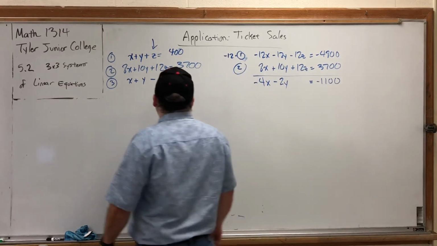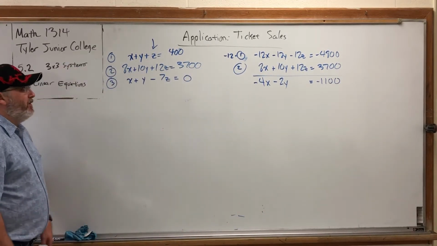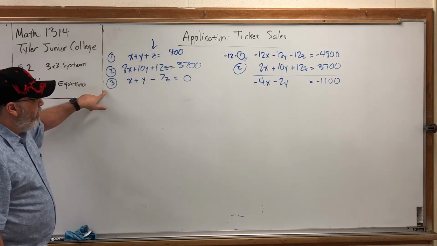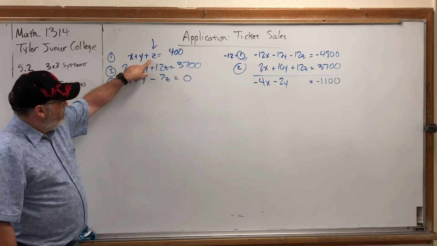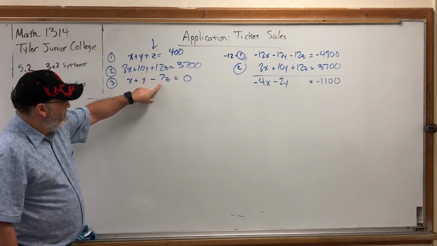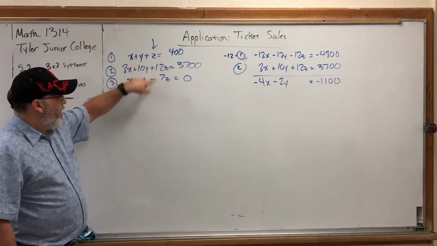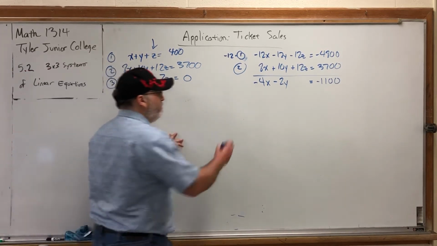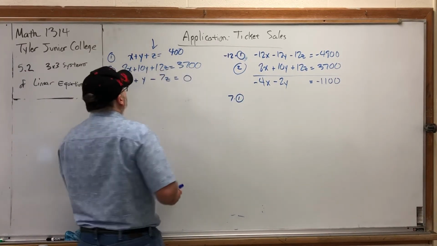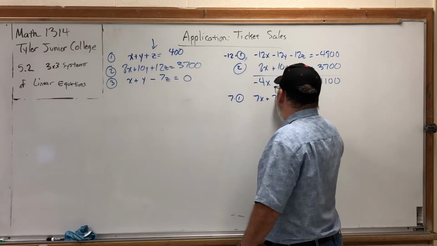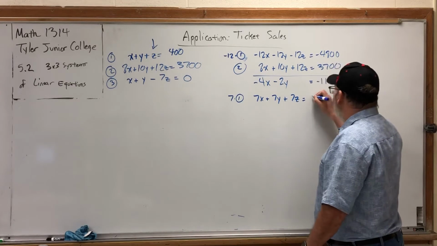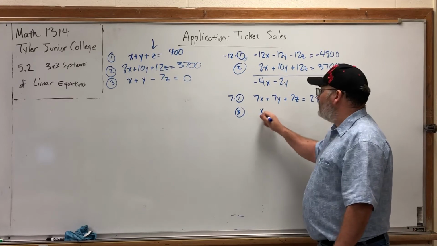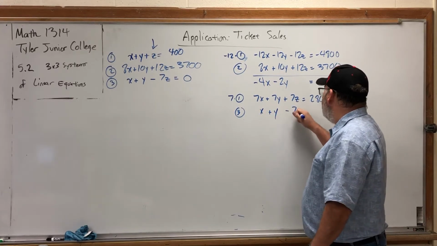But we need to get a second equation by picking a different pair but eliminating the same variable. I'm going to use equation 1 again, but let's use equation 3 as well. Z, negative 7z. If I had a 7 in front of the first z, I would set up an opposite pair. I can get a 7 in front of the first z by multiplying the first equation by 7. 7 times the first equation will give us 7x plus 7y plus 7z is equal to 2,800. The third equation as is, x plus y minus 7z equals 0.